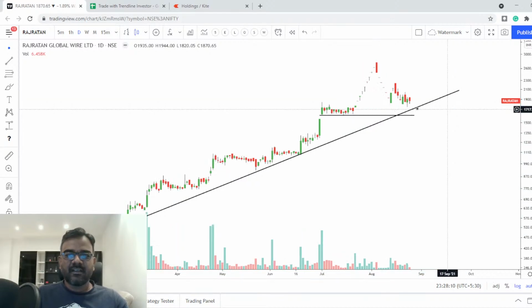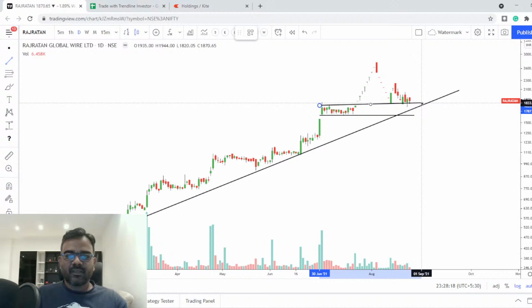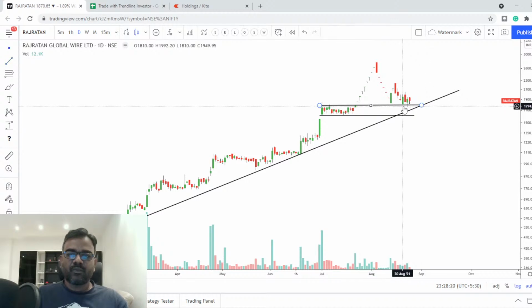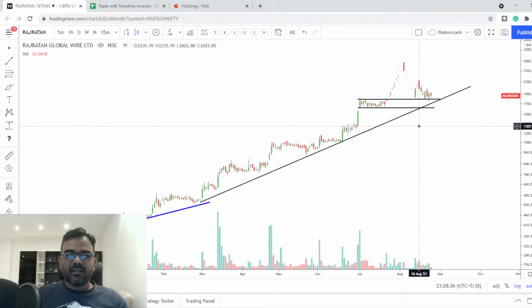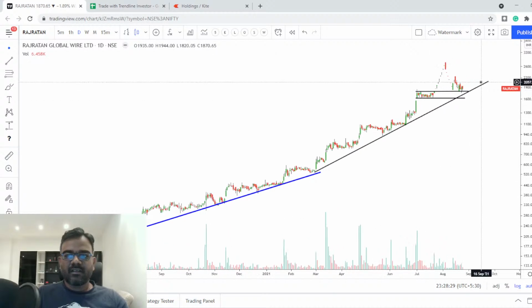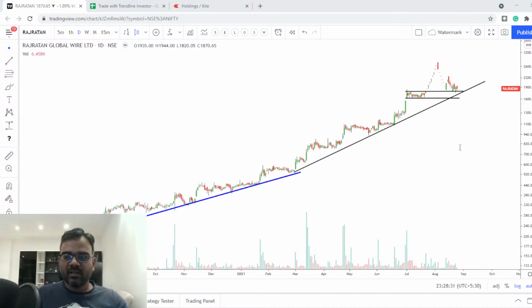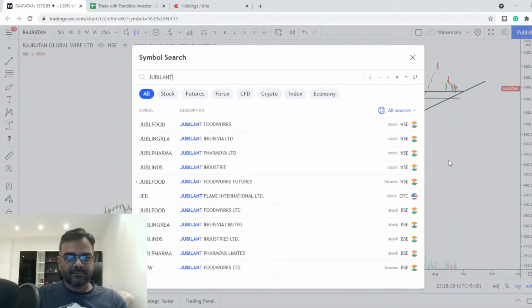Yes, Sagar, this is correcting, and it's taking a pause around the previous breakout zone. So you might want to still hold it, and it's a retest of the breakout, probably because of the market environment and sentiment. But otherwise, it's a decent company in a strong uptrend. The higher low structure is still not broken, so continue to hold. Jubilant Industries.